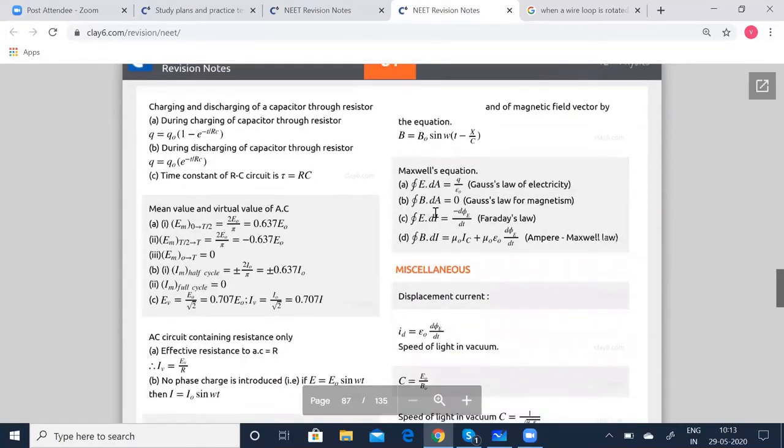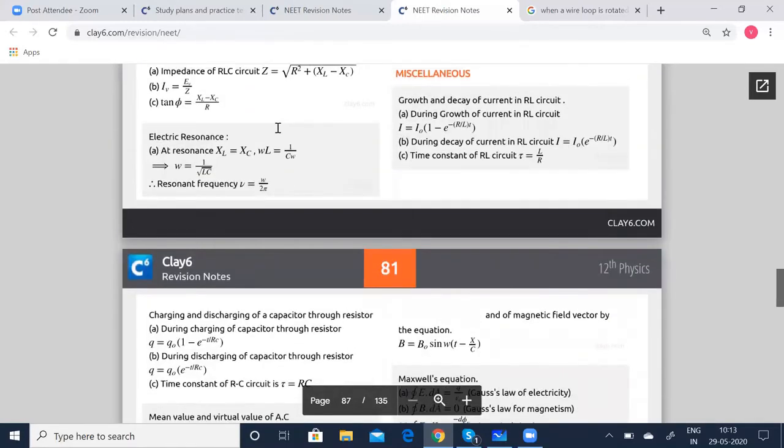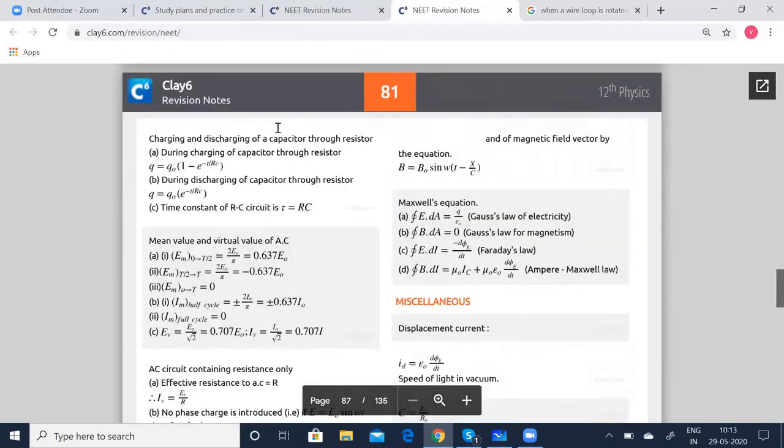Now coming to charging and discharging of a capacitor through a resistor. During charging of a capacitor through resistance, it is analogous to the previous equation which we saw, growth of current. Same way, during charging, Q is equal to Q0 into 1 minus e to the power of minus T by RC. And during discharging, Q is equal to Q0 into e to the power of minus T by RC. Time constant of RC circuit is given by tau is equal to RC.